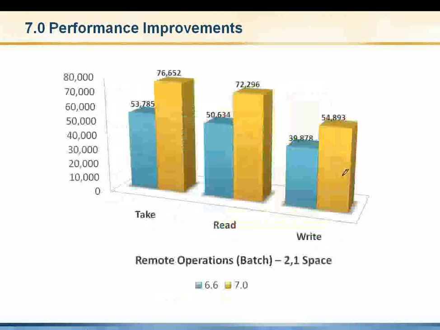The last performance number I want to talk about is remote operations. So you can see here, I chose just a representative sample. Here we see the performance of remote batch operations, read, write, and take, and we can see that with every operation, there is a 30% to 40% performance increase between 6.6 and 7.0.